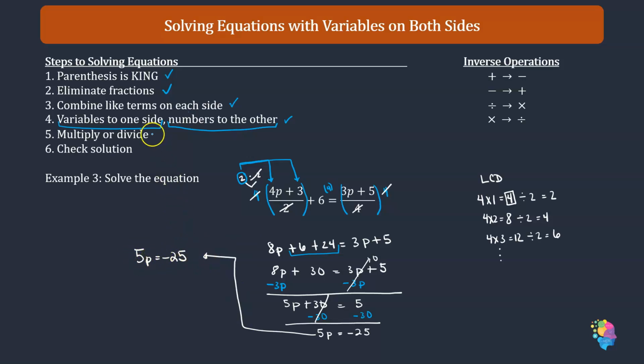Now the last step for me, because step 6 is yours, I need to either multiply or divide. In this case, 5 is multiplying p again, so we divide both sides by 5 to separate the 5 from the variable, or to isolate the variable. This is 1p or just p, and negative 25 divided by 5 is negative 5.